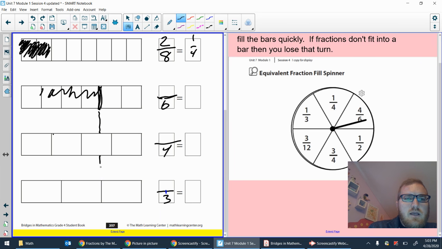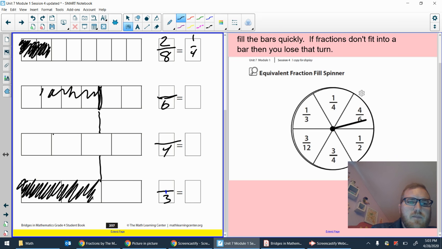But if I kept going, I would notice that my 4/6 could equal 2/3. So I'm going to take my black color and fill in this for Mr. Peters and the teacher team. And I'm going to write 2/3 equals, and once again we go back to our spinner, 4/6 for this one. Okay.